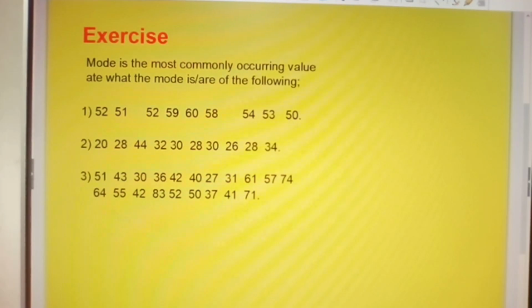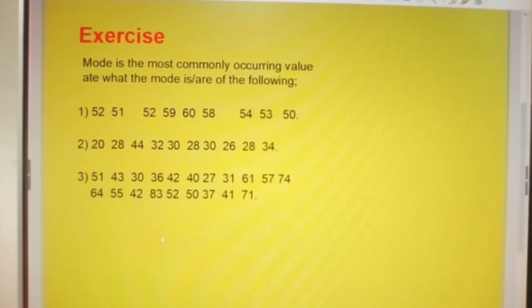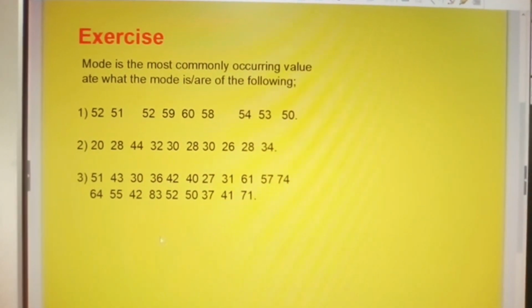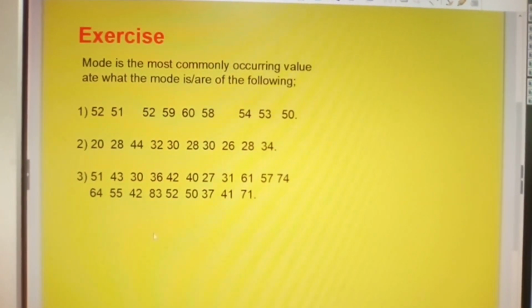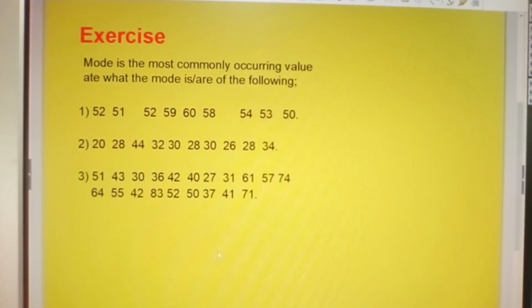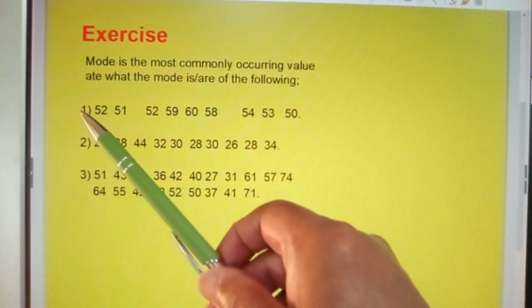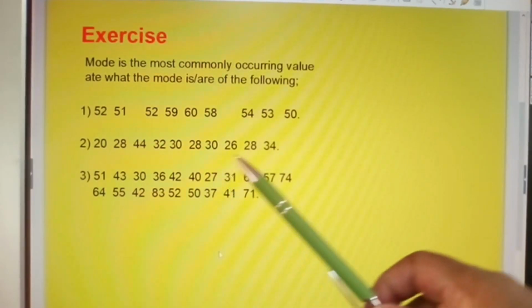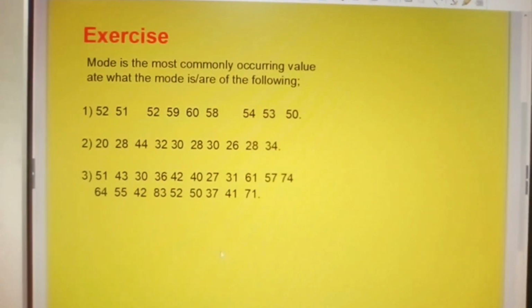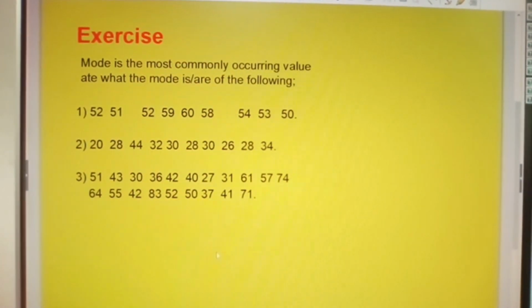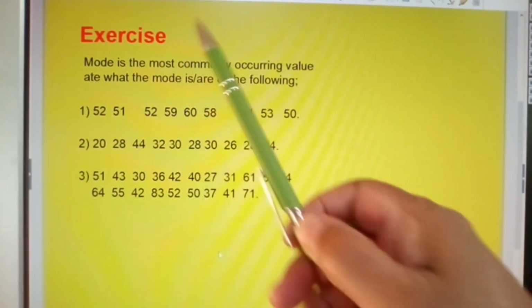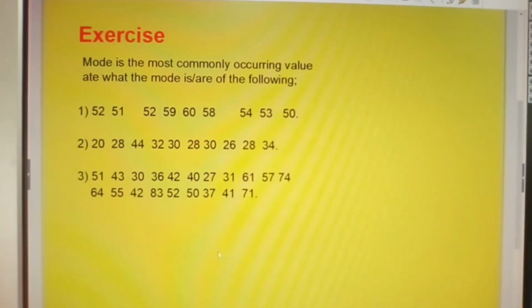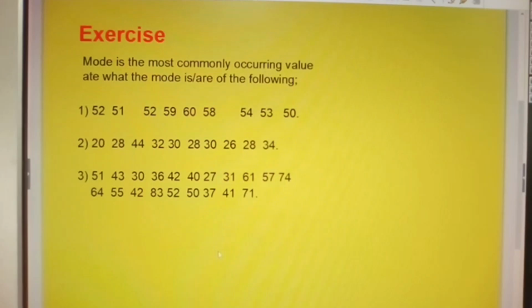Exercise. Mode is the most commonly occurring value. What are the modes in the following questions? So what is the mode here? What is the mode at number 2? What is the mode in number 3? I'm going to leave that for you to look at for a moment. Never mind the spelling errors we have here. The question simply is asking, what is the most commonly occurring value in regard to each question.